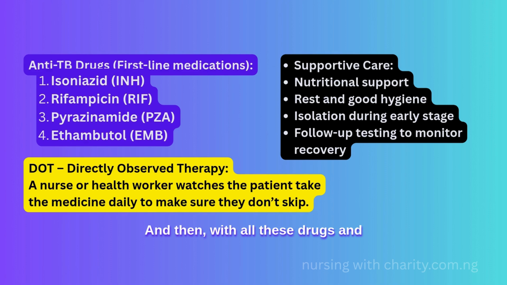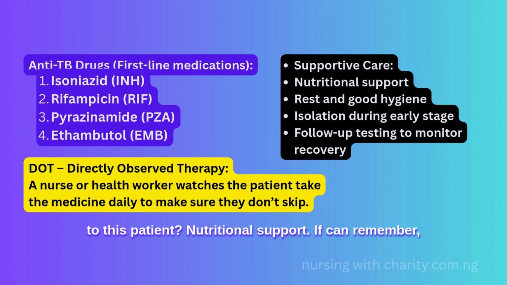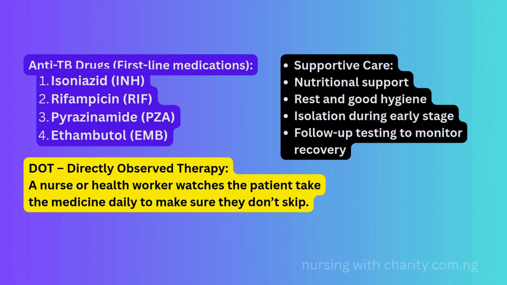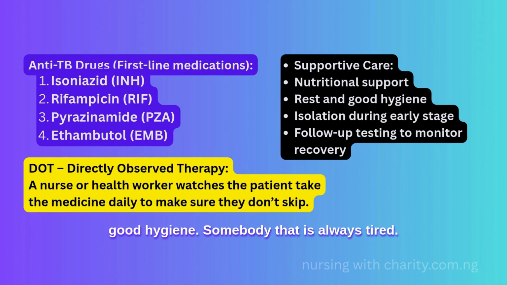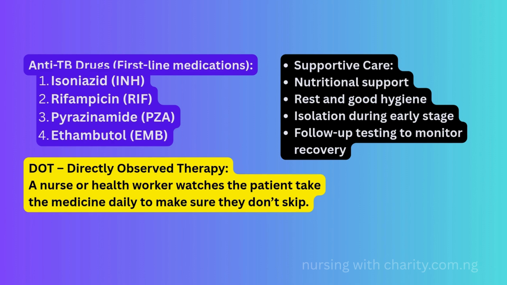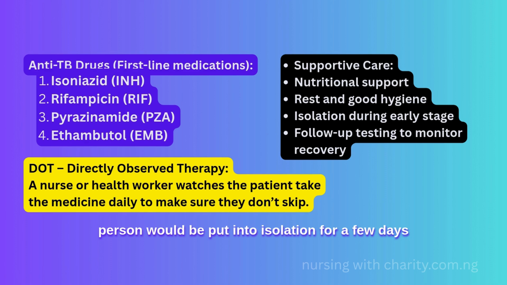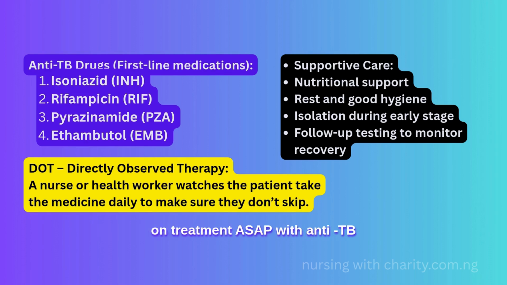And then with all these drugs and directly observed therapy, how do we now give supportive care to this patient? Nutritional support. If we can remember, we talked about malaise, which is activity intolerance, and unintentional weight loss. So we have to help the person to eat well, rest and maintain good hygiene, since the person is always tired. Isolation during the early stage. Yes, somebody that was diagnosed with TB will be put into isolation for a few days during the early stage, and the person will be put on treatment ASAP with anti-TB drugs.